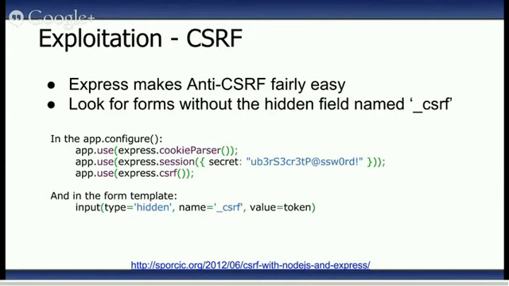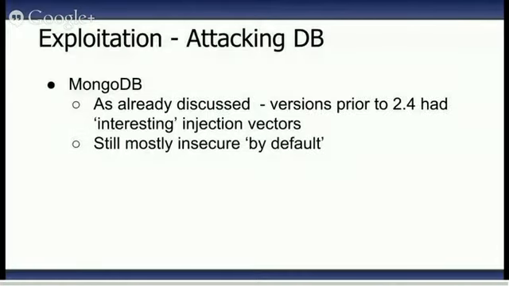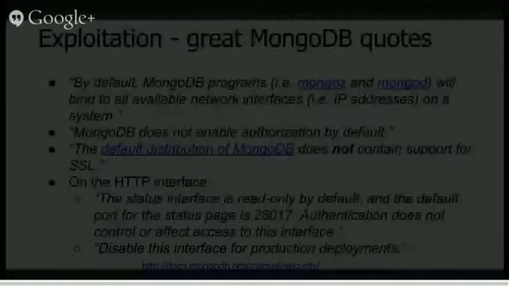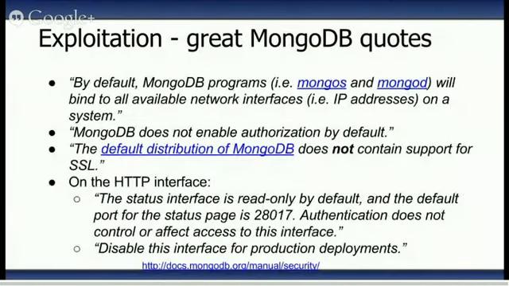Okay, so MongoDB, we've already talked about it. Versions prior to 2.4 had a few injection vectors. It's still mostly insecure by default, and you just need to have a look at the manual. Basically, by default, Mongo will bind on all interfaces. So, why is that bad? Why would it be bad binding on every interface? Yeah, private and public. And so what would you do to fix that? Not put it on public? No, but what are other things that you might do instead of just binding to the one?